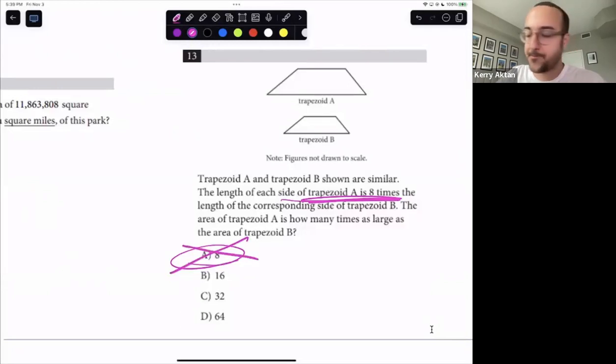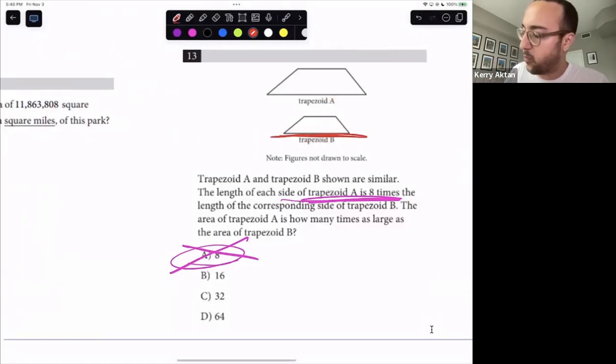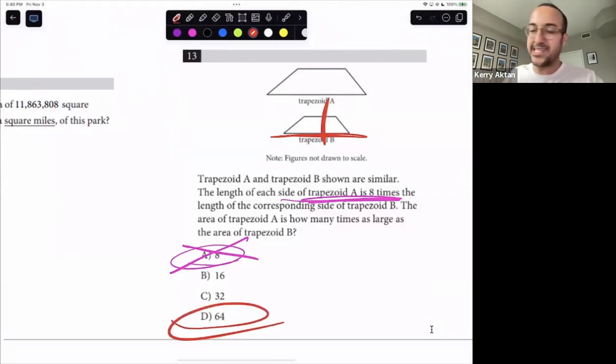Nope, it ain't. Remember that because this is an area question, because this is two-dimensional, yes, it's grown in the length by 8, but hasn't it also grown in the height or the width by 8? So you have to multiply that conversion factor twice, one in the x and one in the y, one in the length, one in the width. The answer is D. In fact, it would be 64 times as big. Good.